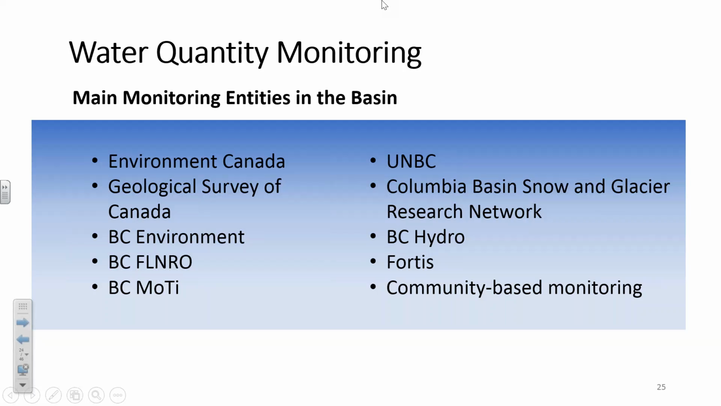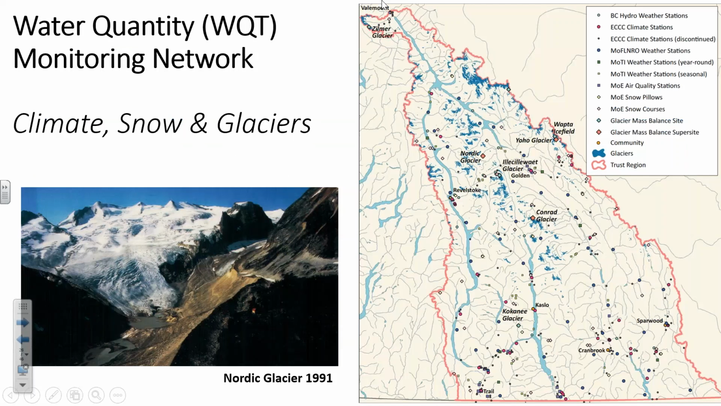But now we even have a new reason, that's to understand the effects of climate change, to support our adaptation. It's changing sufficiently quickly that we actually need to monitor more concertedly. Who monitors water quantity? Well, a lot of the monitoring is done by the major agencies with the federal and the provincial governments. But then you also have a bit of industry. You see BC Hydro and Fortis in there. There is some university work in the Columbia Basin Snow and Glacier Research Network as well, GSC, and community-based monitoring, which I'll talk about at the end. But, so there's a lot of players going on in water quantity.